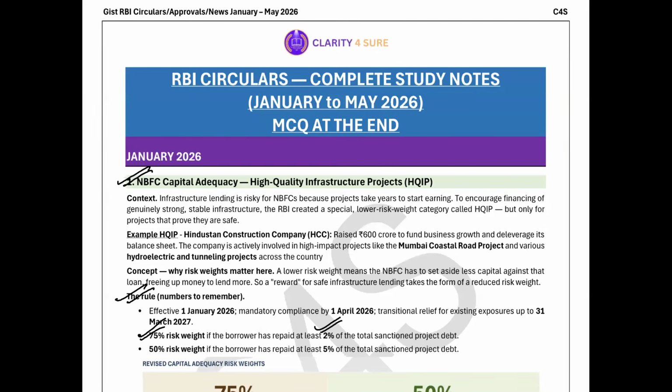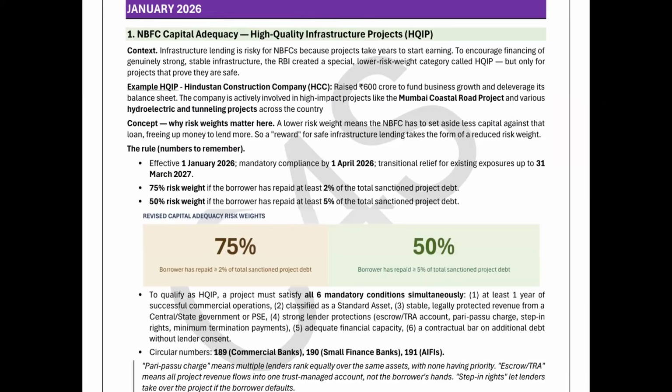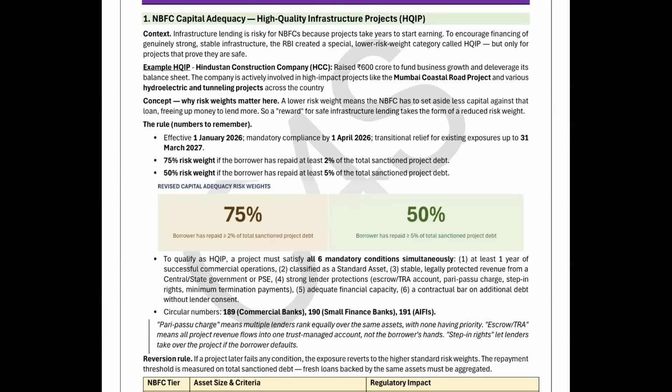Second, अगर आप 5% debt repaid कर रहे हो, repayment level है, then the risk weight you have to maintain is 50%. Are you getting my point? Is the news clear to everyone?